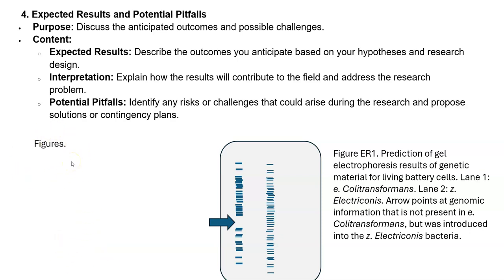Add figures, make figures. This is just something made up. Maybe this is, for example, figure expected results 1, prediction of gel electrophoresis results of genetic material from these 2 different made-up bacteria that are going to be expressing things that I put in there. So you can make things up, you can make a figure, you can make some tables and some predictions. Just make it known that this is a prediction, this is what I would expect to see. You can make bullet points, you can do whatever you want in here, but it should be about thinking through expected results, how you'd interpret those results, and then how you might fix or adjust things if something were to go wrong, or where you think things might go wrong.